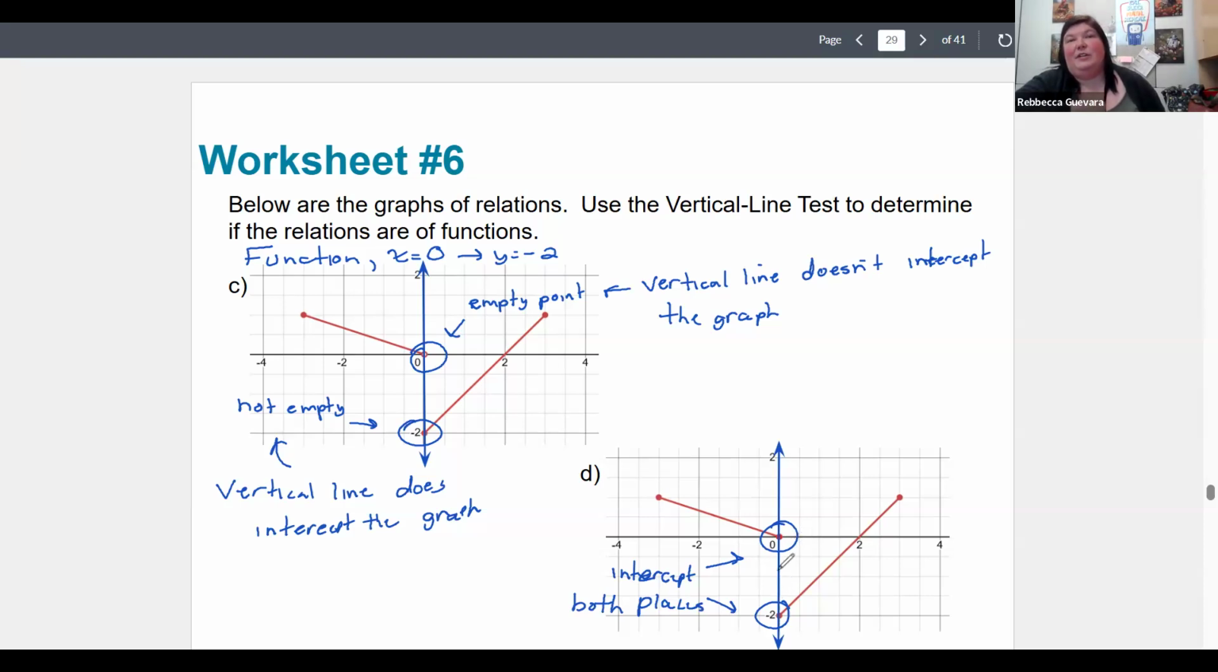So I'm intercepting here and here because both of those are not empty points. There's something actually there. In this case, when x equals 0, here, well, y could be 0, and here, y is -2. So it has two different y values, so not a function.